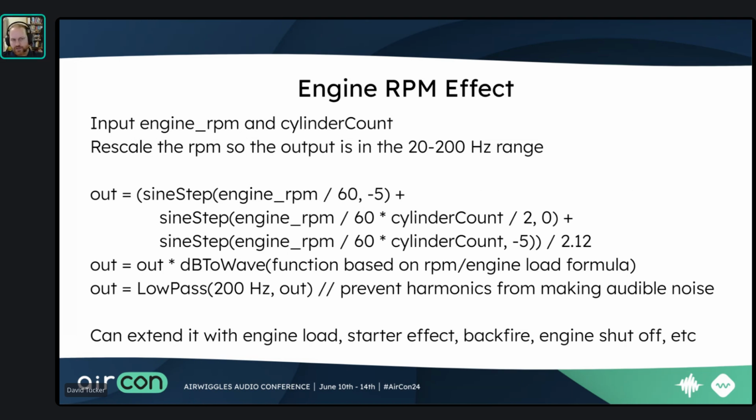We're going to take it further. We're going to build some function that looks at engine RPM, the engine load, and any other data we can get from our physics, and adjusts the overall volume after we've done our initial mix. Then we're going to run the whole thing through a low pass to eliminate any higher frequency harmonics that we're not interested in. This is a very simple example. You can extend it with engine load, a starter effect, backfires, engine shutoff. There's all kinds of neat things you can do here.